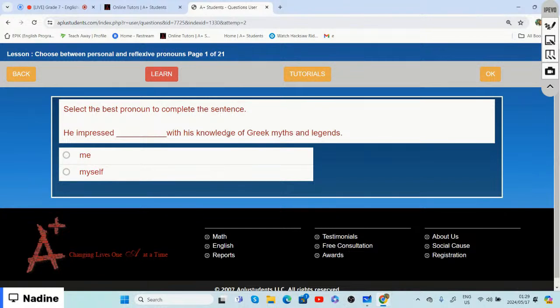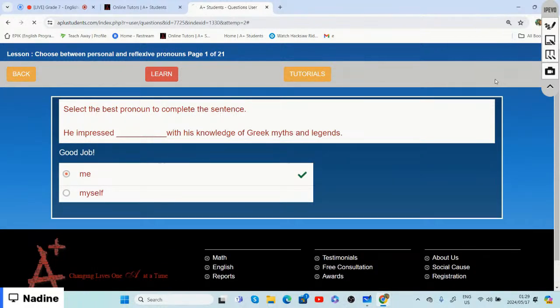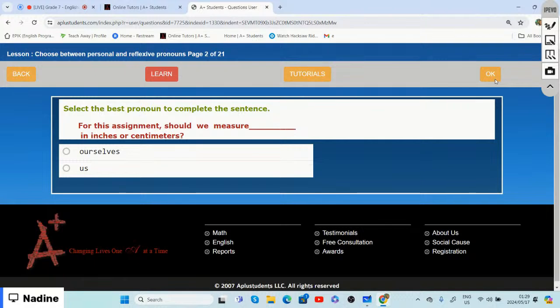All right, we're going to the next one. It says, select the best pronoun to complete the sentence. He impressed. We say he impressed me or he impressed myself with the knowledge of Greek myths. So we can say he impressed me, right? Because he's impressing the next person, not himself. Remember, if you're doing something for yourself, that is where the reflexive pronoun comes in.